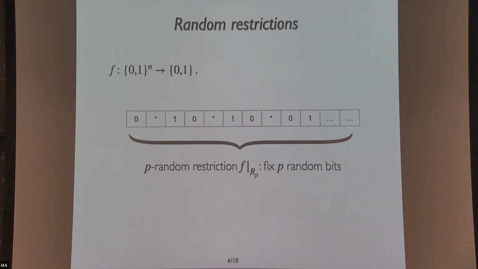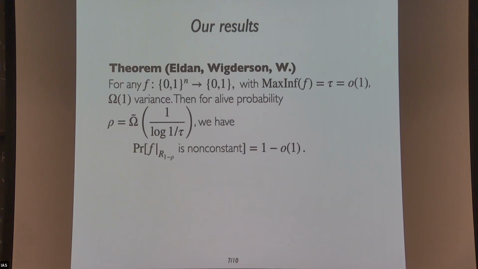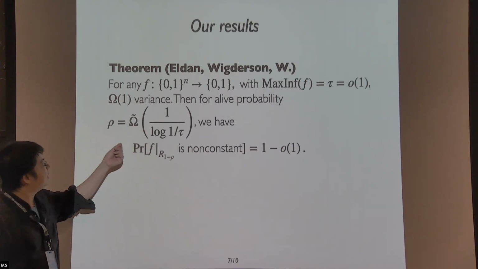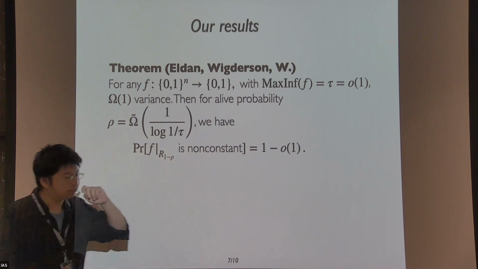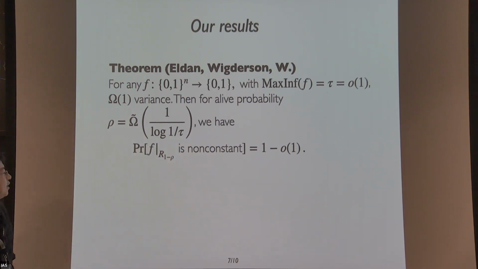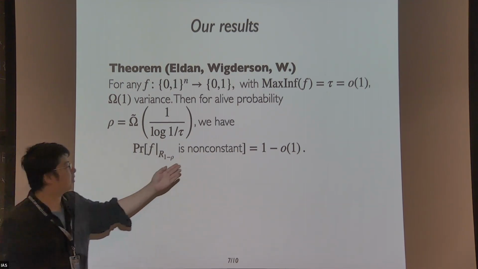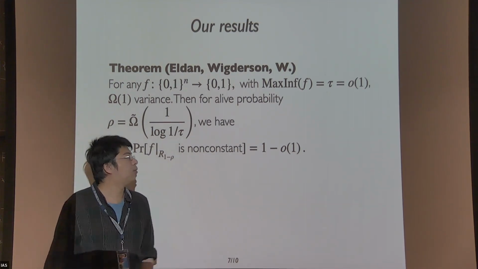That is, when we apply random restrictions to the class of functions we're interested in, the class of functions where no input bit has large influence, then what happens? In this work with Alden, Wigderson, we prove the following. If we restrict all but a slightly larger than 1 minus log 1 over the max influence fraction, then the restricted function will be non-constant almost surely.